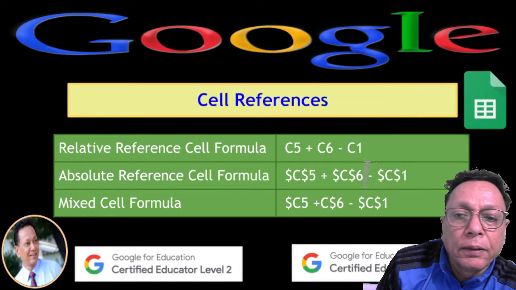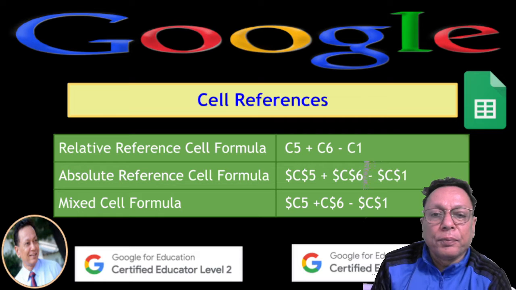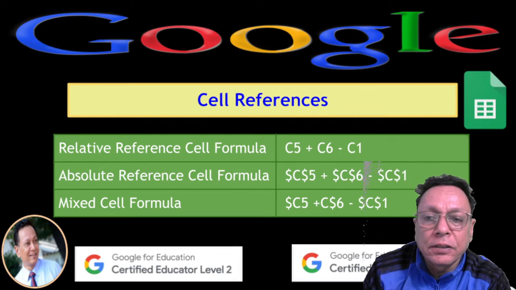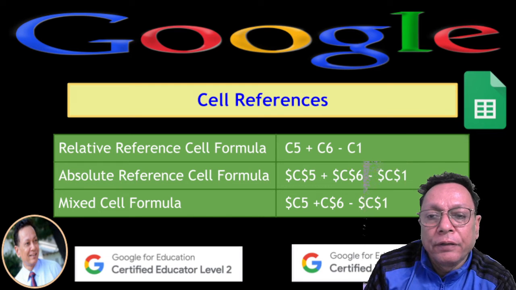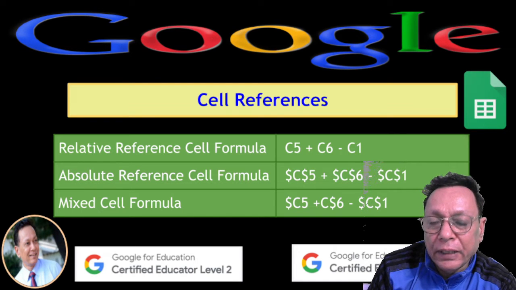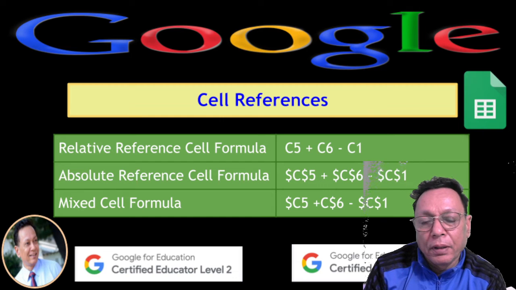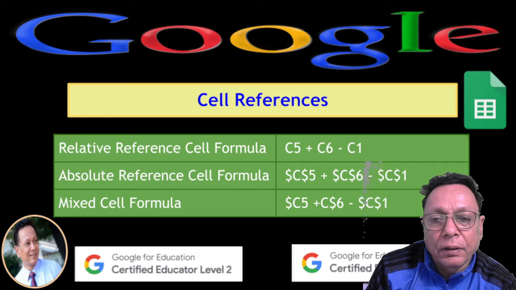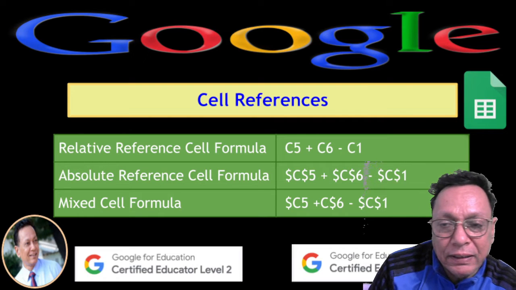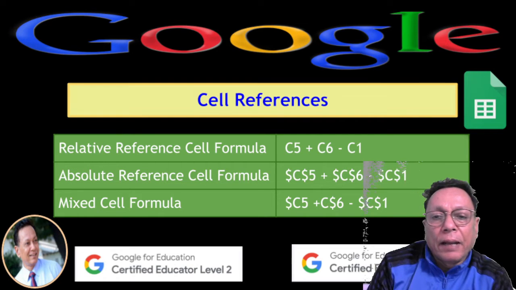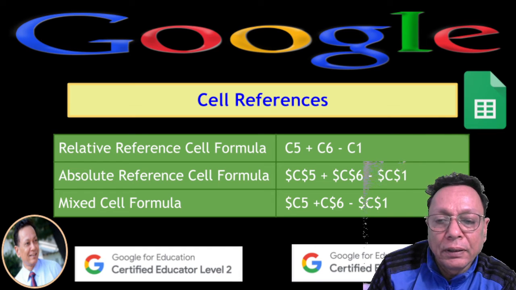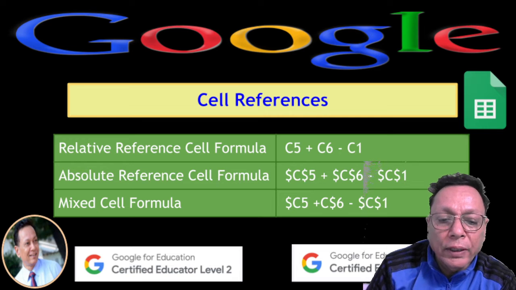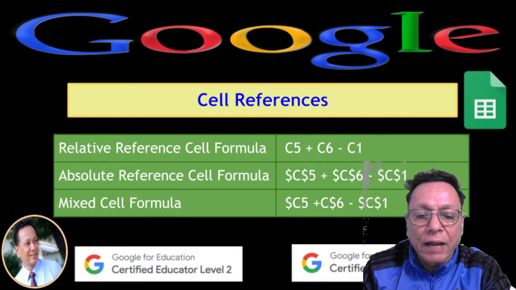And today, as you see in front of me, there is a Google sheet, and this slide shows different formulas that can be applied on a Google sheet. So these formulas are the relative reference formula, the absolute reference formula, and the mixed reference formula. So what happens in these formulas? Just have a look.